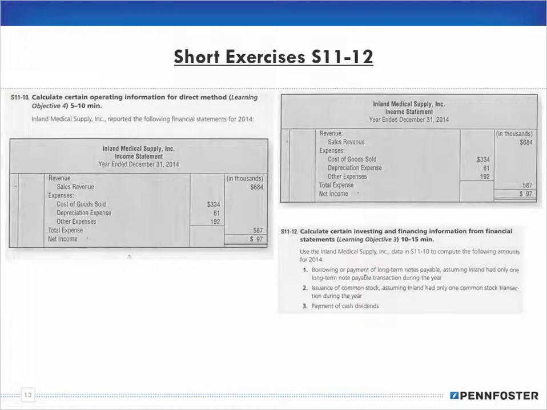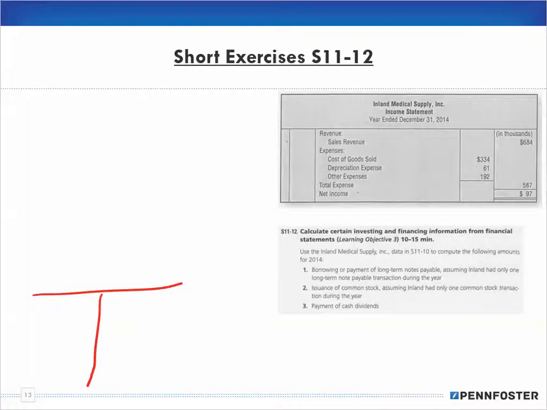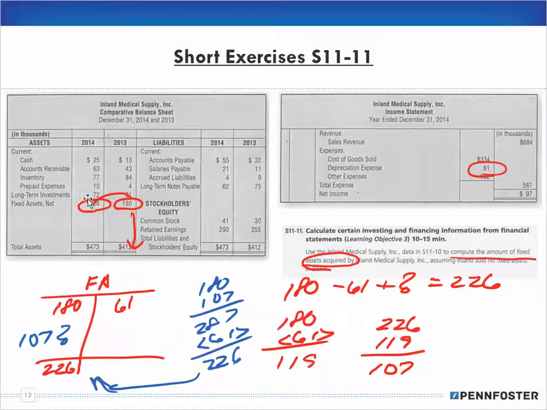All right, so it says 1. Borrowing or payment of long-term notes payable, assuming Inland had only one long-term note payable transaction during the year. Okay, so number 1, again, I like using the T accounts. Sorry about this. Copy the same information twice. There we go.